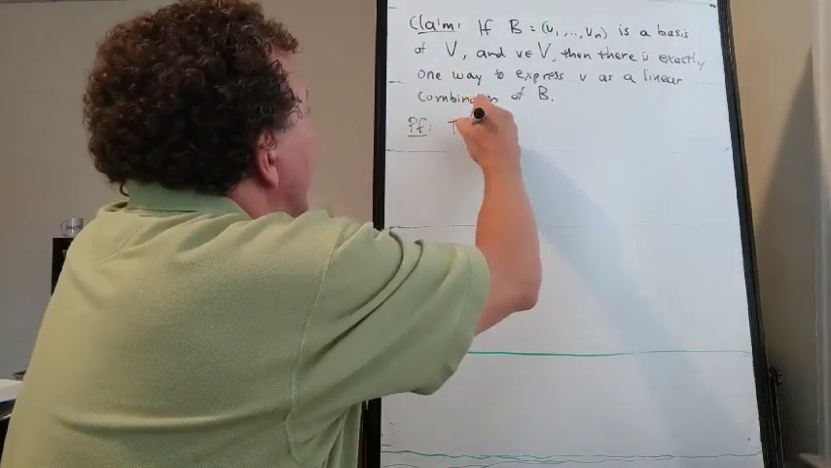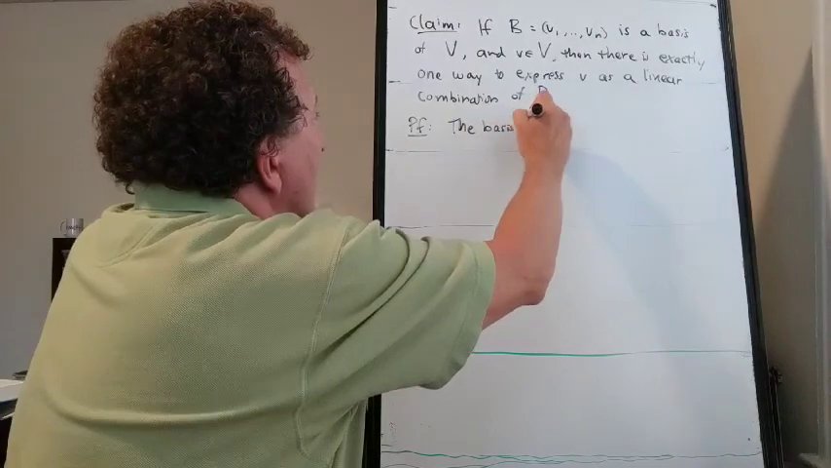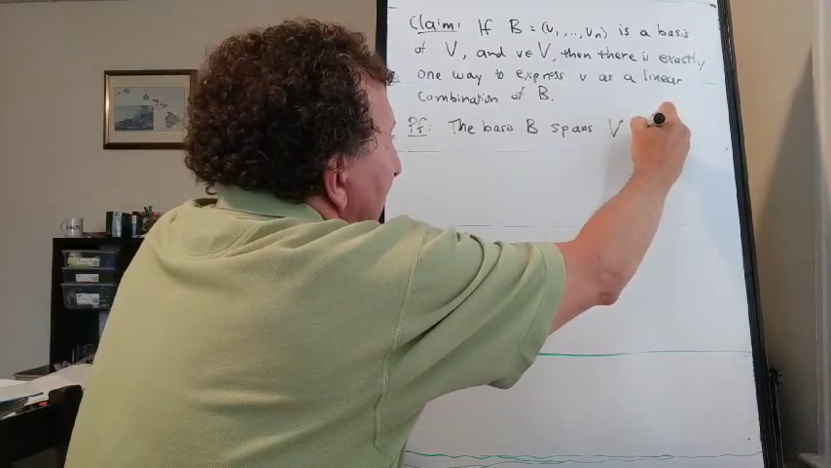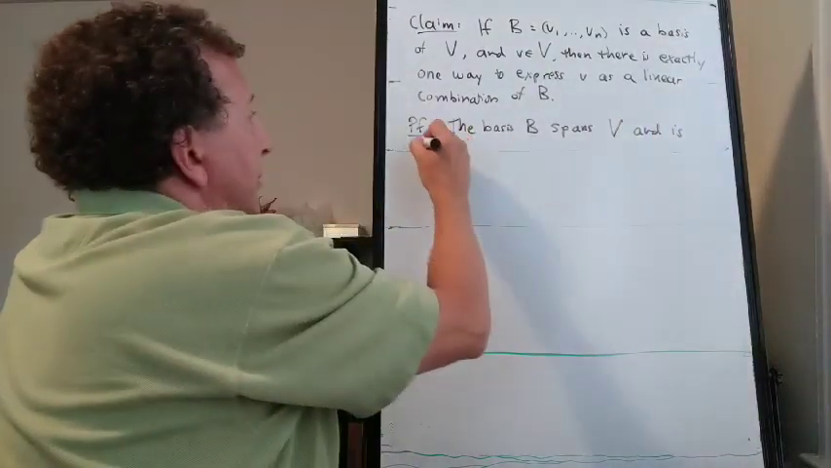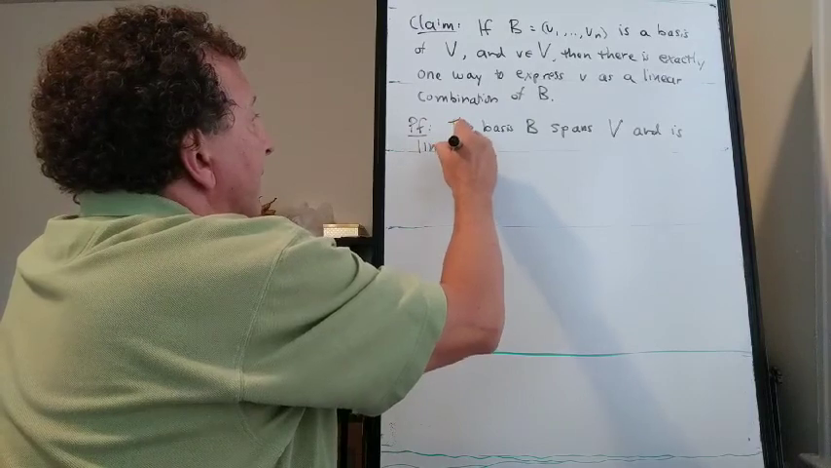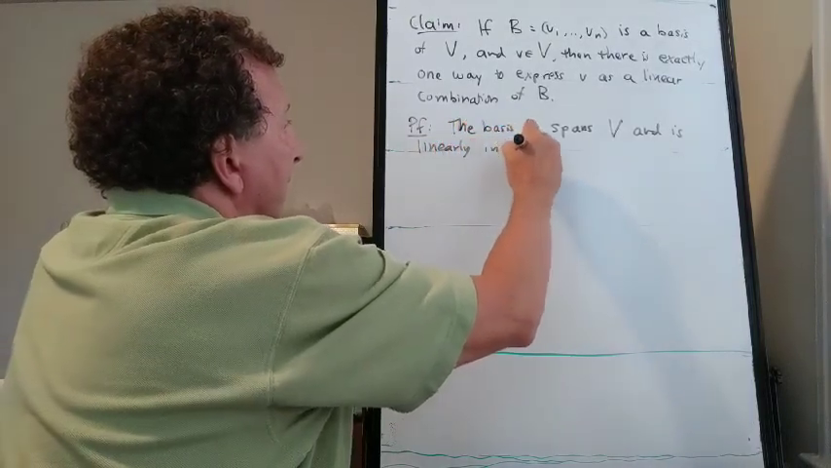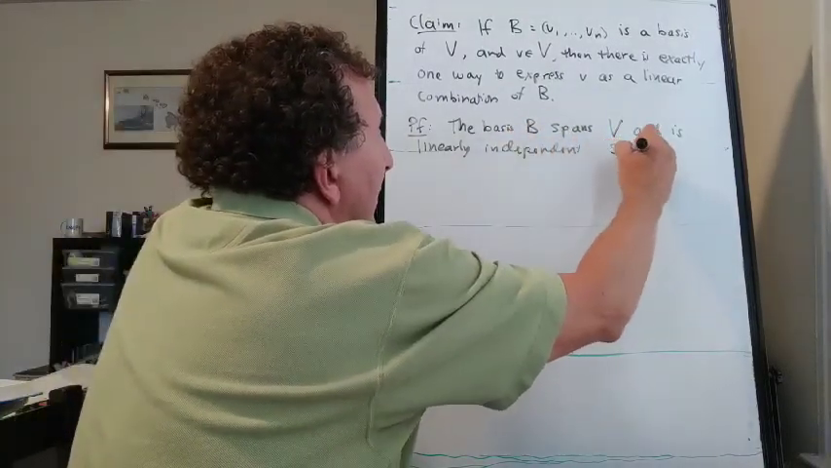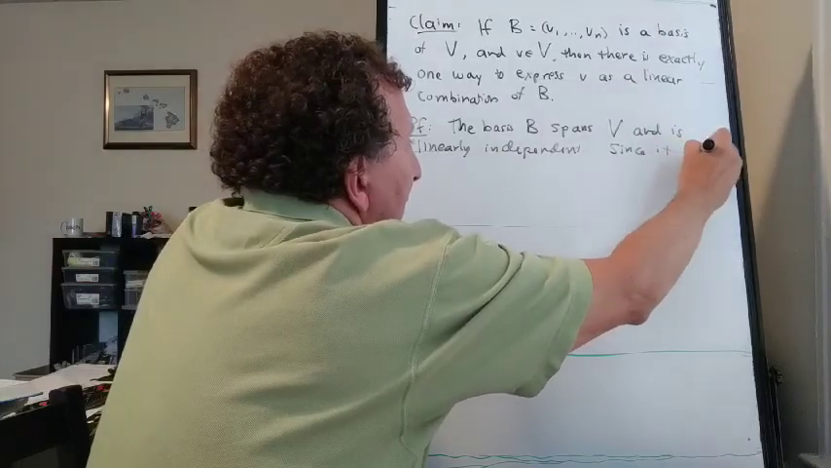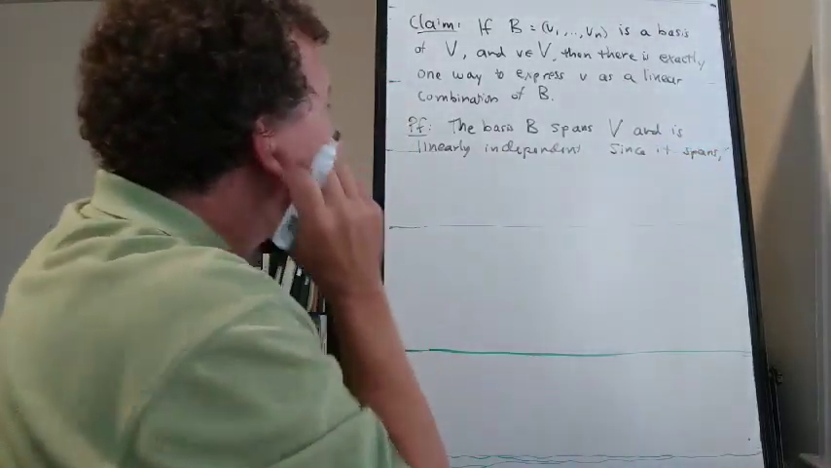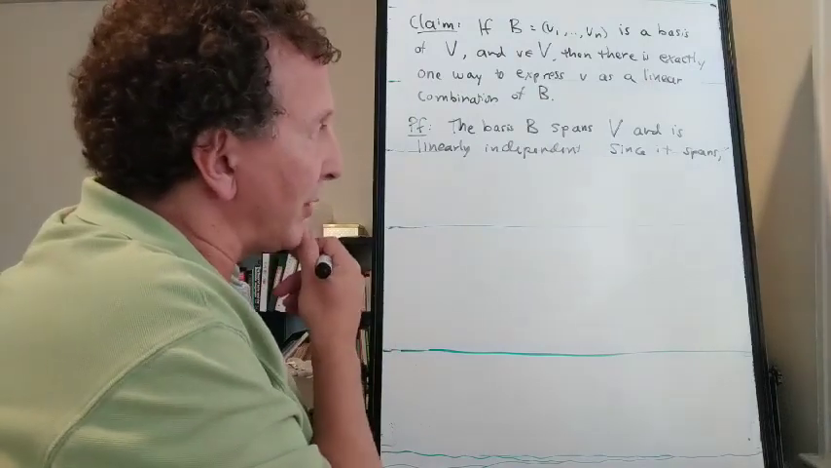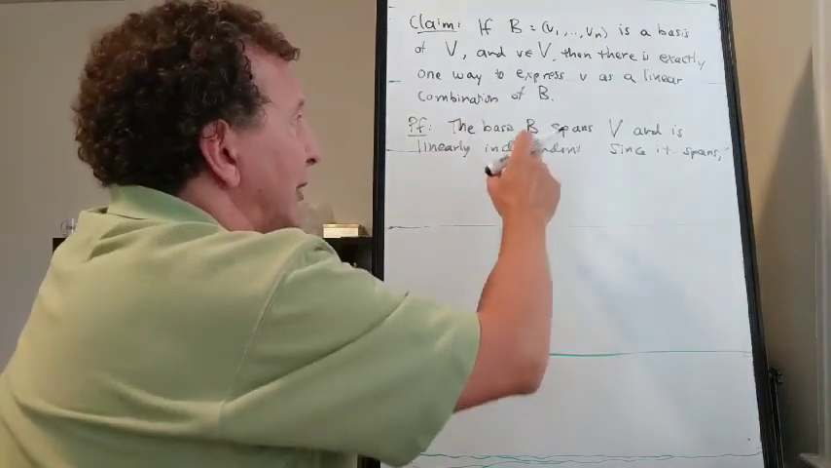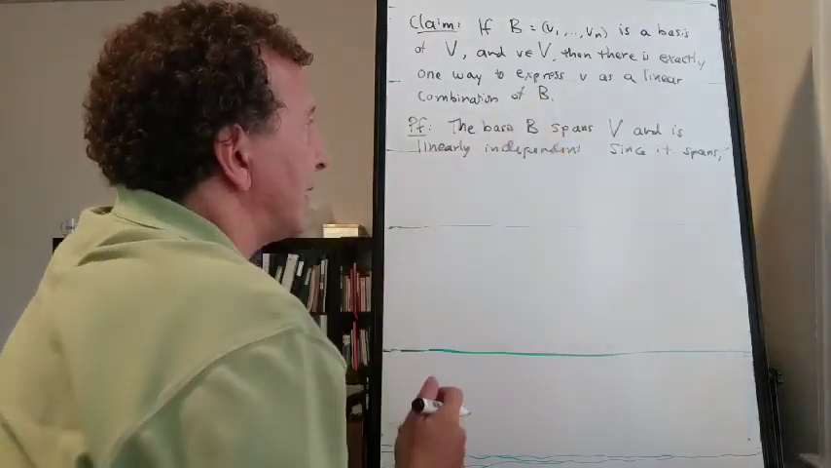Now the basis B spans the vector space V and is linearly independent. Since it spans V, there's at least one way to express any element of the vector space in terms of B. That's what it means to span. We can express anything in the space in terms of the elements of B.